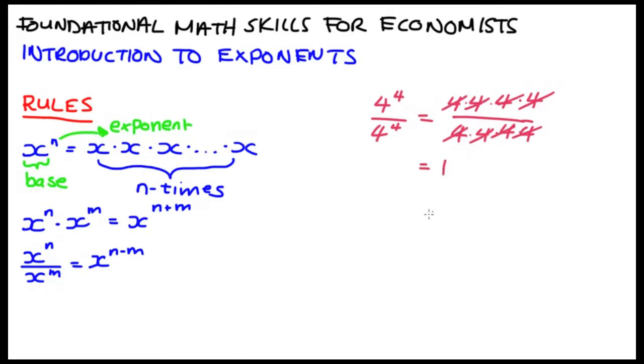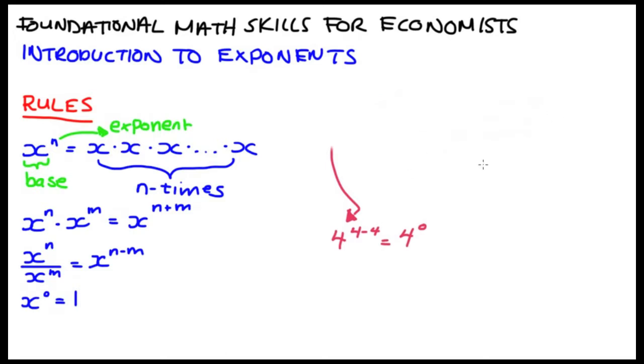Now let's just apply our rule though that we found earlier about the division of exponents with like bases. And what we get is that 4 to the power of 4 divided by 4 to the power of 4 should be equal to 4 to the power of 4 minus 4, or 4 to the power of 0. This is another important rule, that is, any number to the power of 0 is just equal to 1.